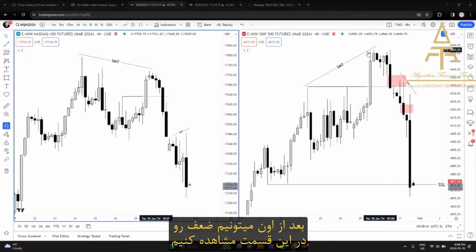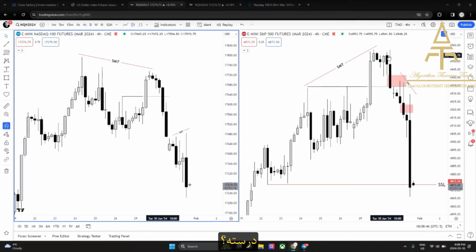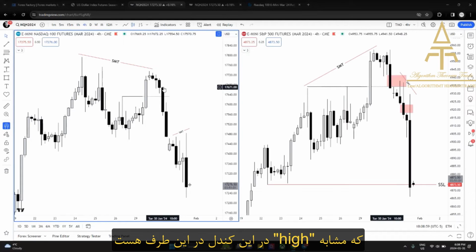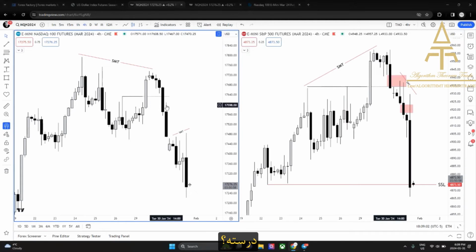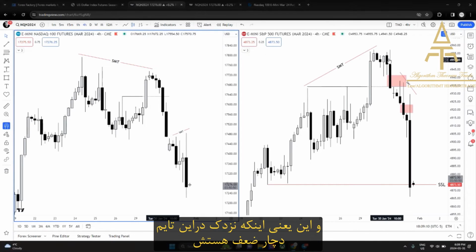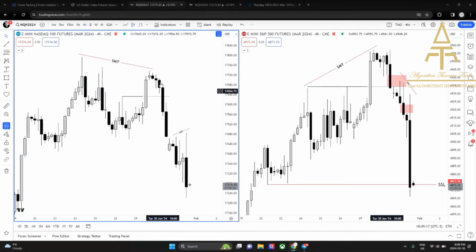lower high. After that, we could still see a weakness here, right? You could still see a weakness here. How could you see a weakness here? Because this high right here, which is the same as this high, right? It took out here, but this one could not take this one out. So that's weakness right there. And this suggested that the NASDAQ was weaker at this time, right?